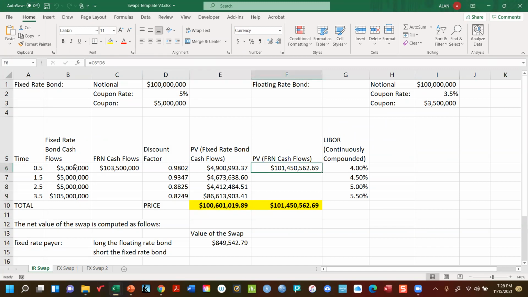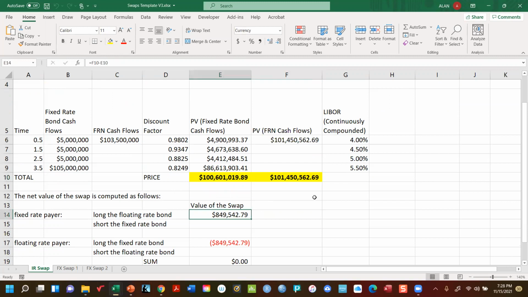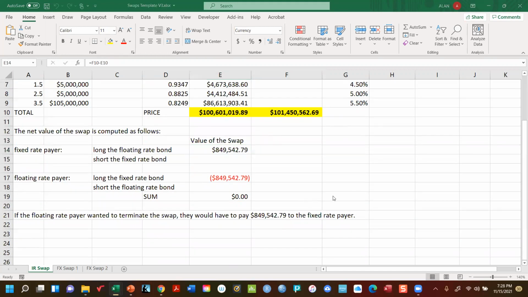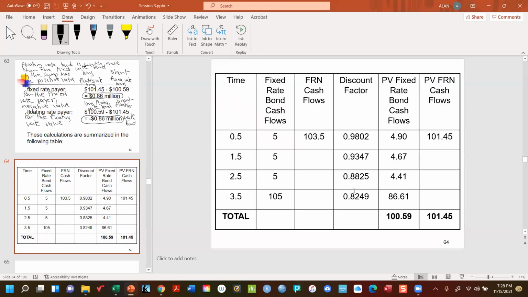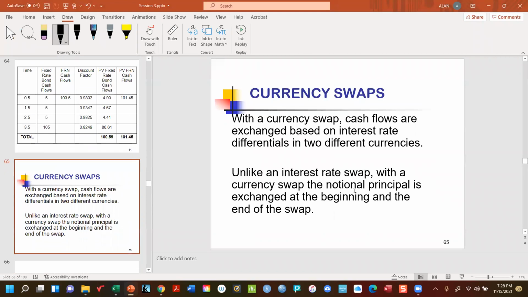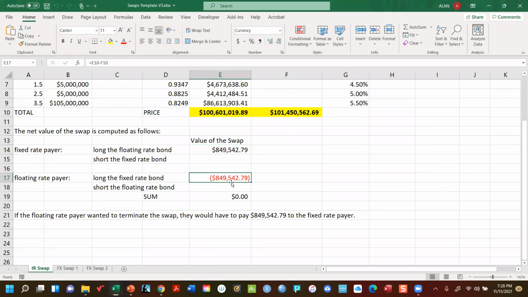Now, I do the same thing for the floating rate note, but this time I only have to discount it once by this discount factor. And that is the value of my floating rate note. And so therefore, you can see for the fixed rate payer who's long the floating rate note and short the fixed rate bond, the swap is worth about $850,000. And here we got 0.86 million, which is roughly the same thing. Then this one has to be the opposite. And so these two have to add up to 0.